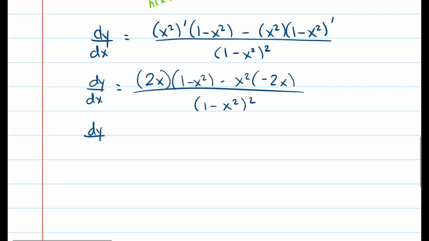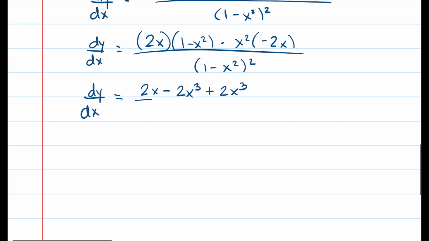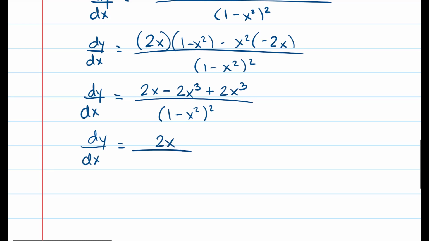So dy dx is equal to 2x minus 2x cubed plus 2x cubed, all divided by 1 minus x squared squared. So now dy dx is going to be equal to 2x divided by 1 minus x squared squared.